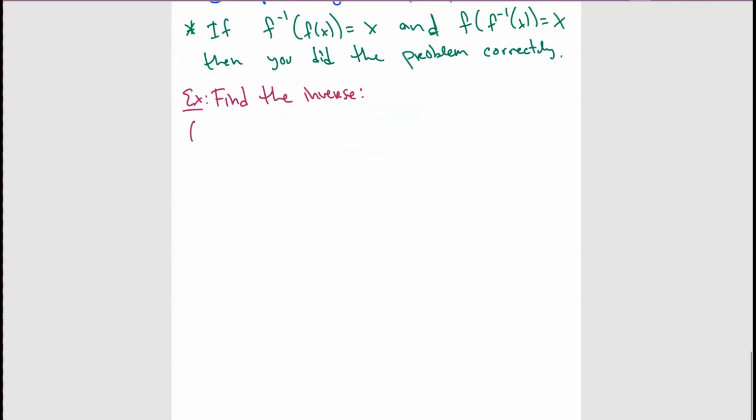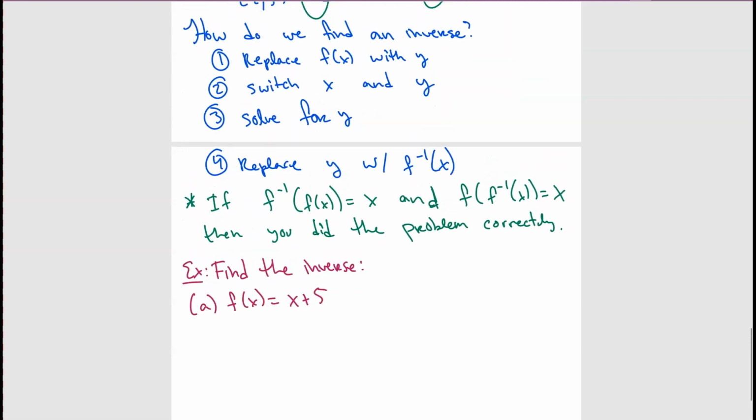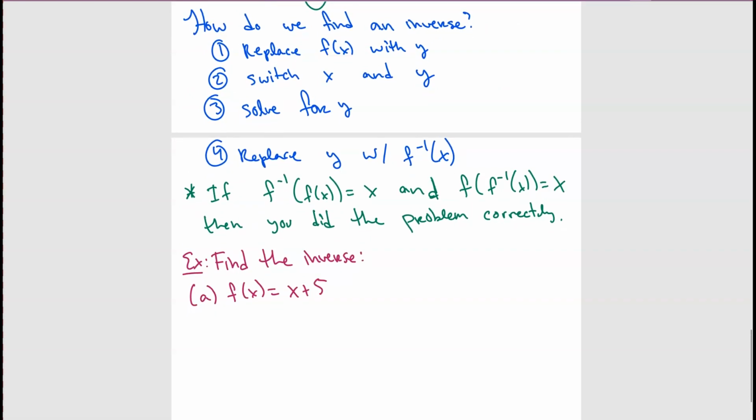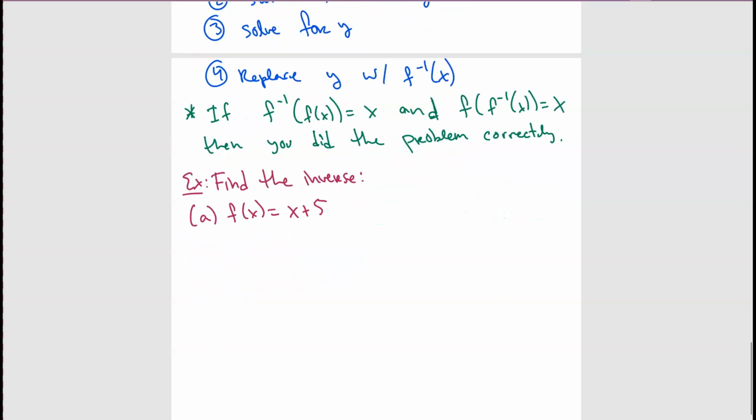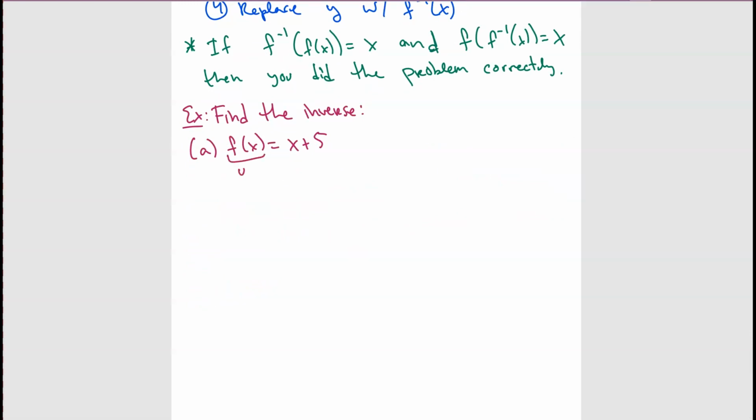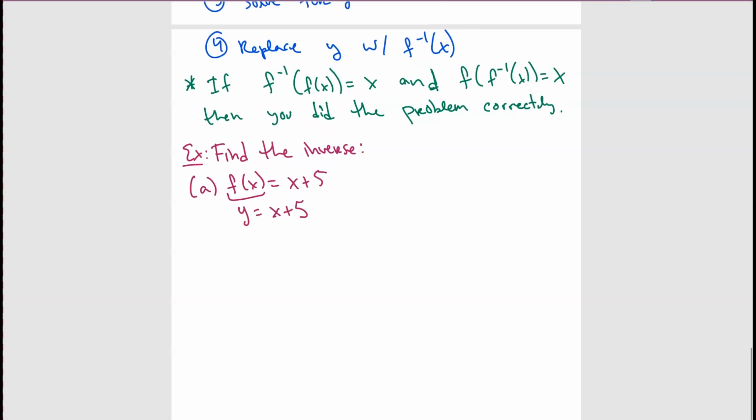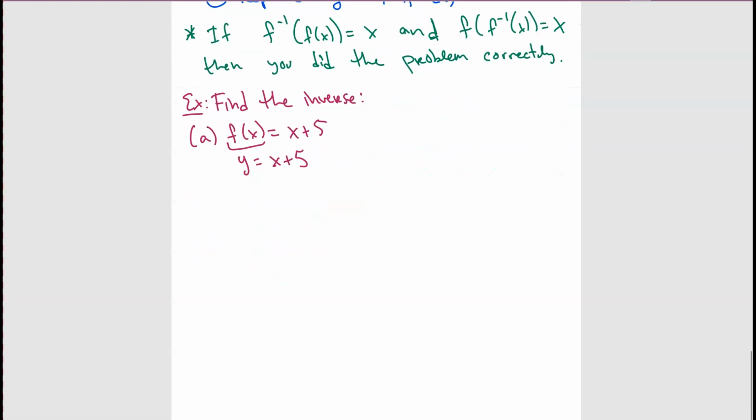Here is part A. Let's say we have f of x is equal to x plus 5, since we just did that. Now we know the answer should be x minus 5. Now let's just follow these rules to see if you actually get x minus 5. So the first thing you want to do is replace f of x with y. So this f of x is going to turn into a y. Y is equal to x plus 5. My next step is that I want to switch x and y. So this x is now going to be a y, and this y is now going to be an x. So I basically swap them.